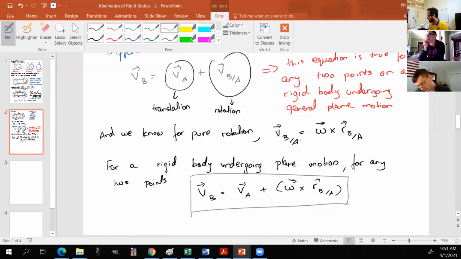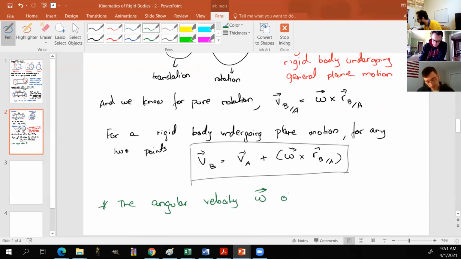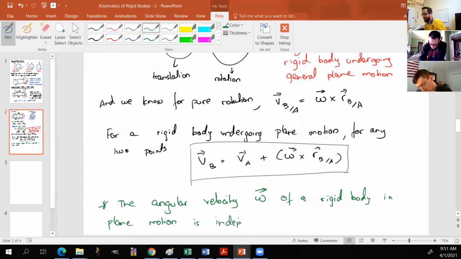And the reason, as we said, that it applies to any 2 points is the fact that the angular velocity omega of a rigid body in plane motion is independent of any reference point. Now, we're going to take a slightly harder look at this next week when we look at frames of reference, centroidal frames of reference and things like that. But hopefully intuitively right now, this makes sense to you guys. All right, and that's it. We're done. Now we're just going to differentiate this to find out what the accelerations are going to be.